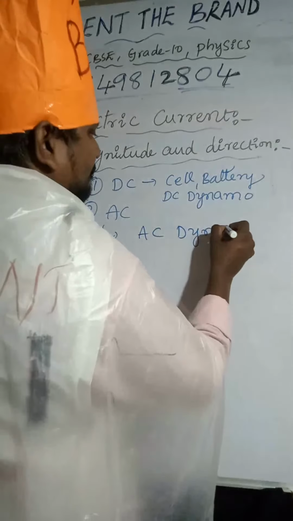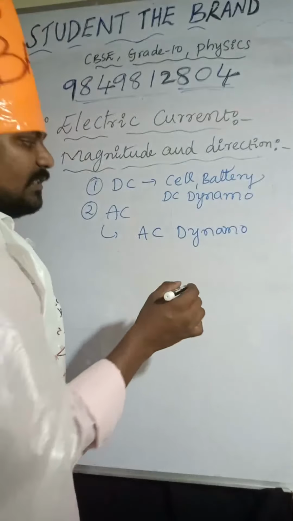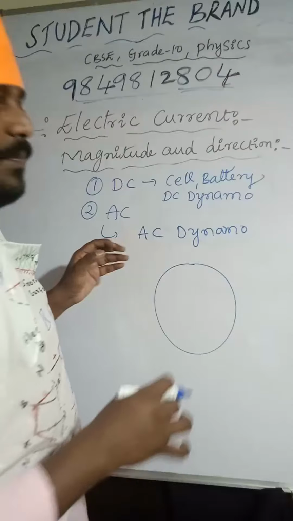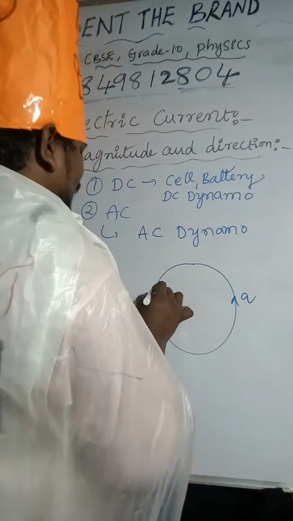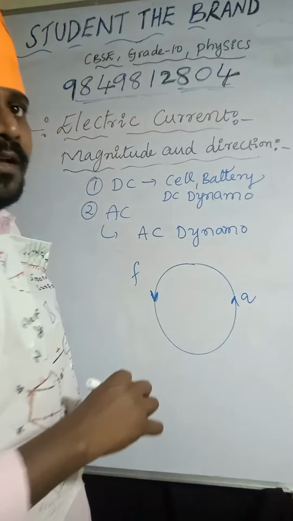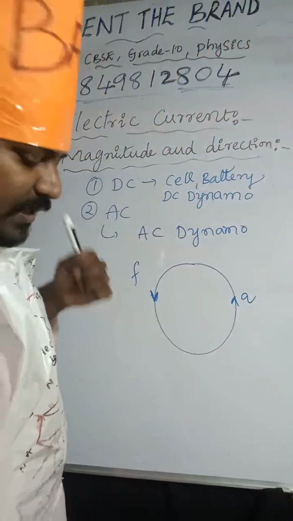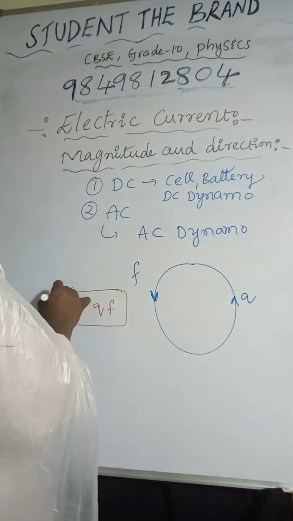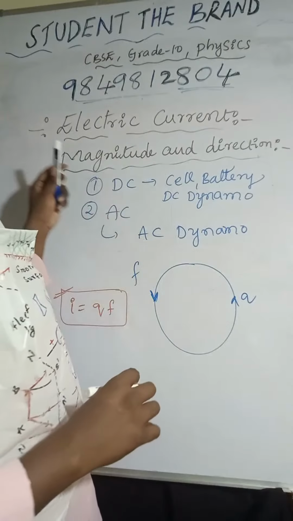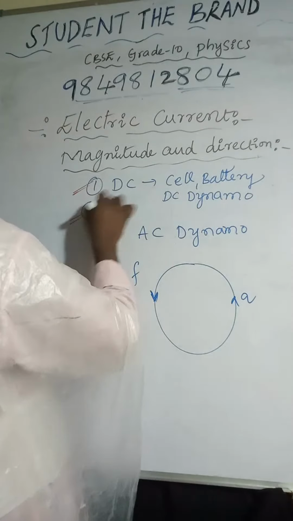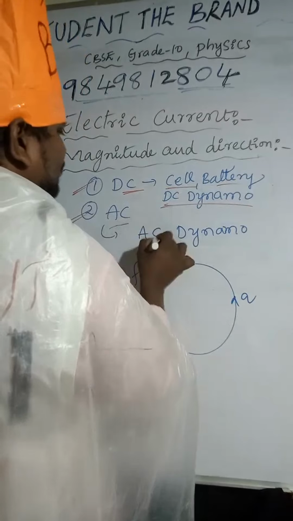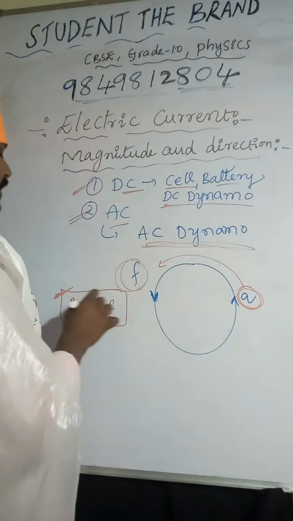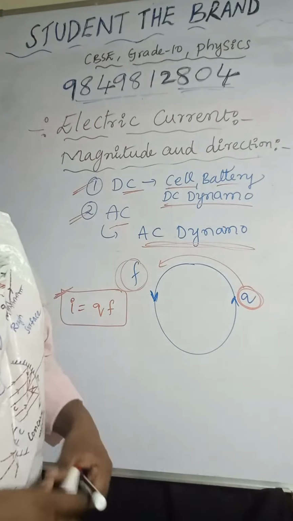Here you can observe one thing. If a charge Q is moving in a circular path with frequency F, then I equals Q into F. So based on magnitude and direction, current can be divided into DC and AC. DC examples are cell, battery, DC dynamo. AC example is the AC dynamo. I hope it is very clear to all.